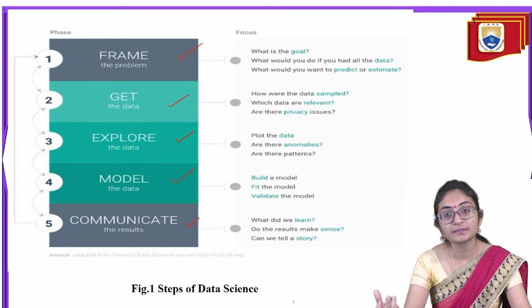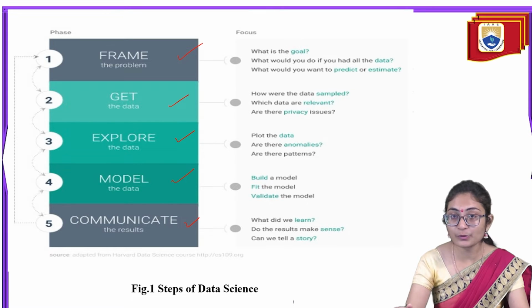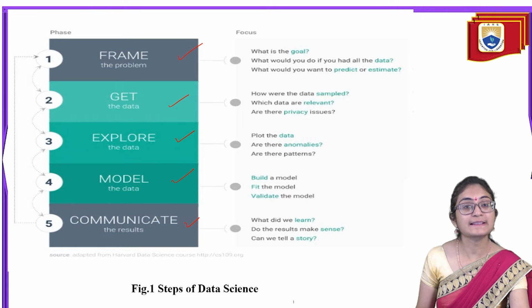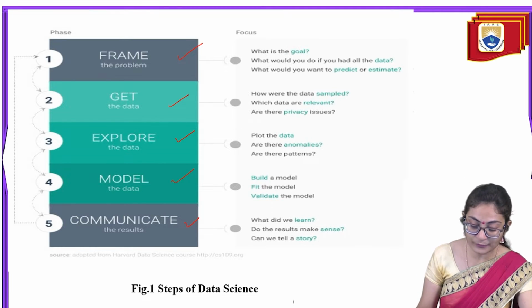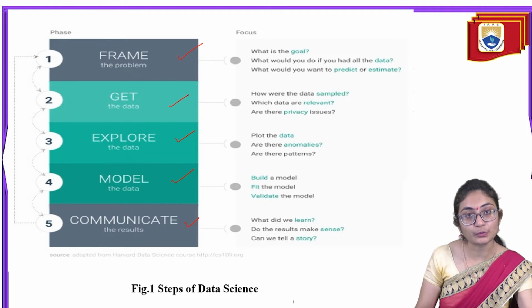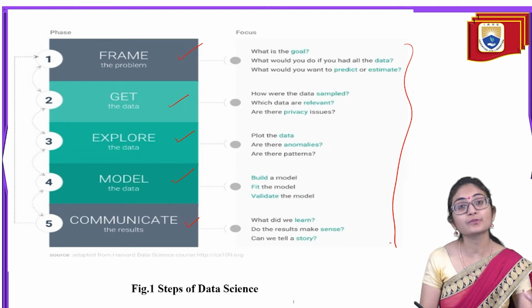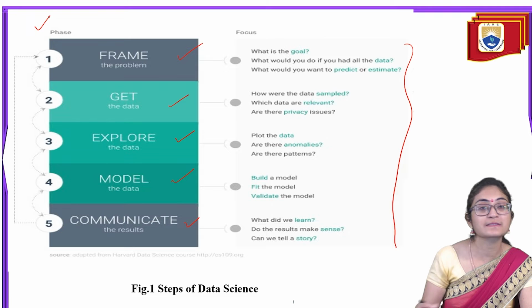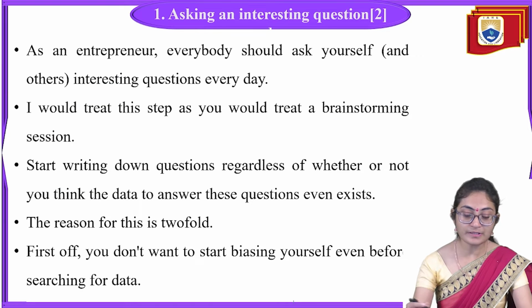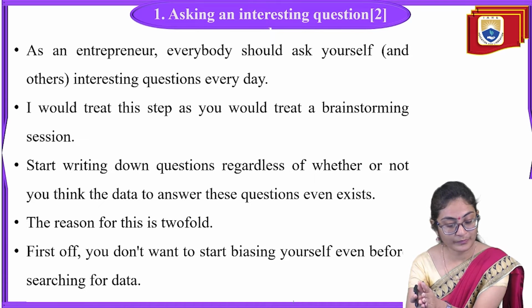What did we learn? Do the results make sense? Whatever result you got, you have to find out whether that result makes sense or not, and whether we can tell a story on this basis. You have to answer all these questions on the basis of this diagram. Now we will see one by one. First one, asking an interesting question.